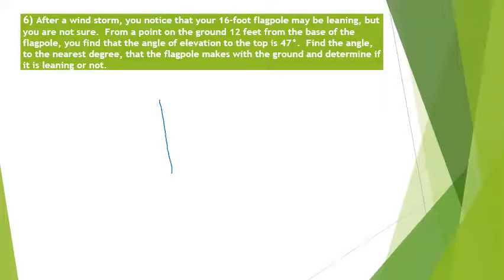Okay, so we'll make a nice, possibly leaning flagpole with the ground. And it's 16 feet, so that's the height. And you're 12 feet from the base. And the angle of elevation to the top is 47 degrees. So we want to find the angle right here and see if it's leaning. Of course, if it's straight, it's going to be 90 degrees, right?